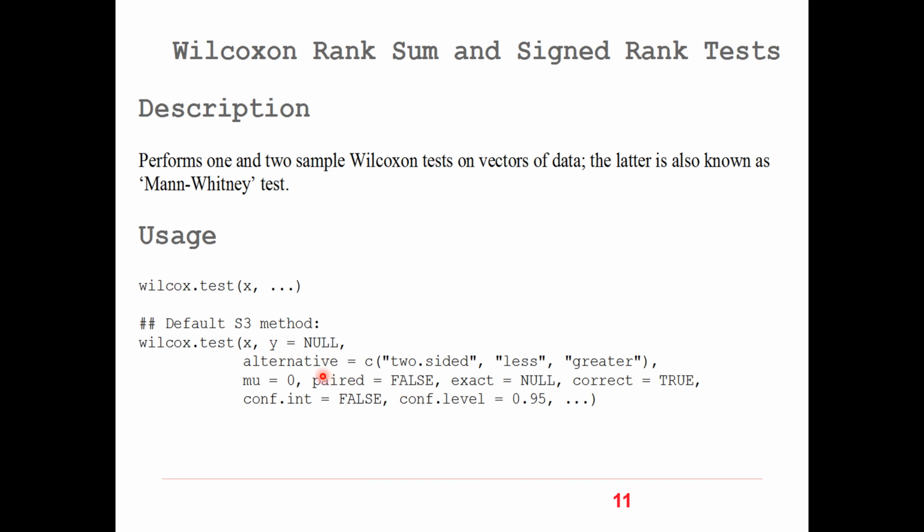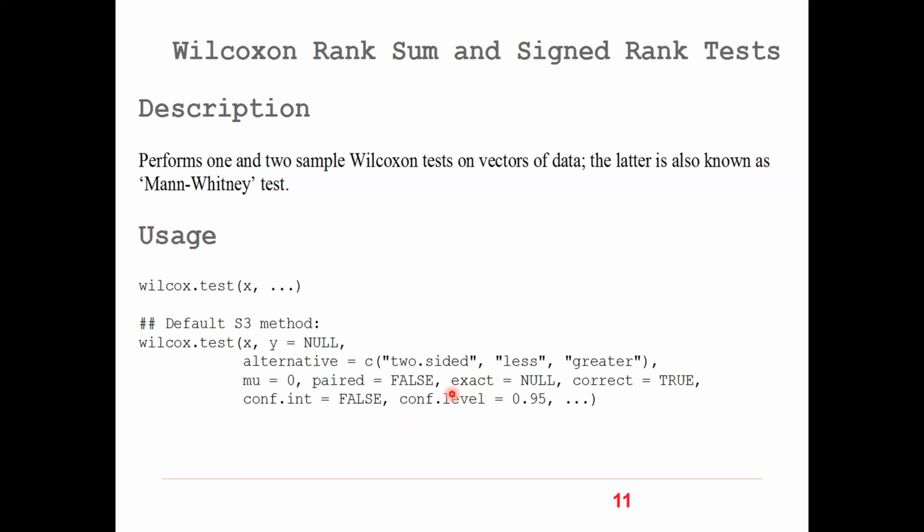And the alternative default is two-sided. If it's one-sided, we just need to define it as either less or greater. And if we want to test whether the two samples have the same median, we can define mu as 0. If we want to test whether one sample's median is a certain value larger than the second, we can define mu as a specific value as the difference.